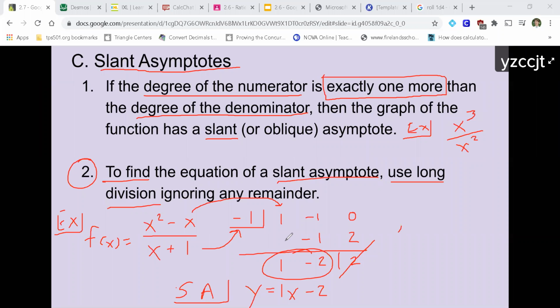So what that means is this. Oh, I'm going to do it in blue. That line is a linear equation. It has a slope of 1 and goes through the y-intercept at -2. That's this line right here, y equals x minus 2. My rational function will approach that line as you go to infinity. So it'll look like this.